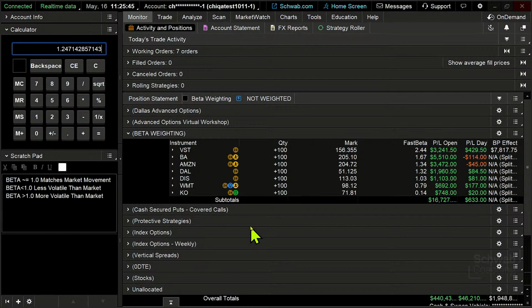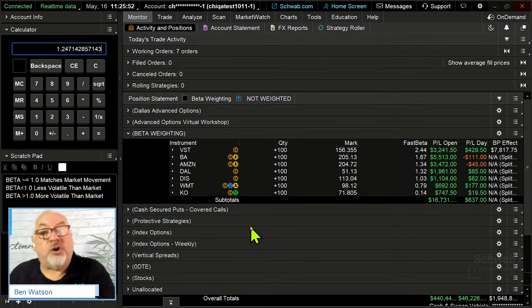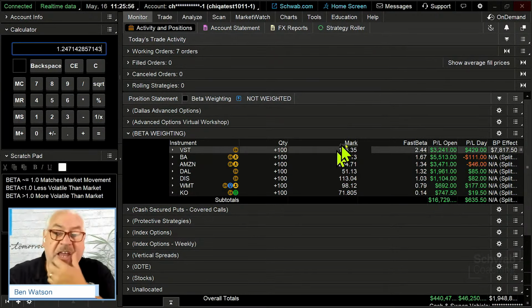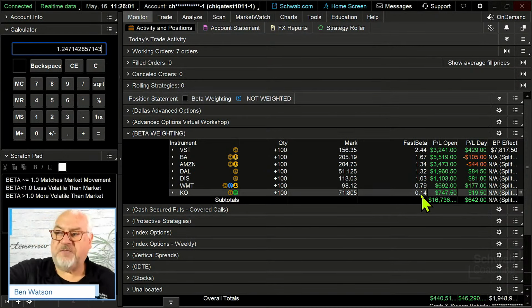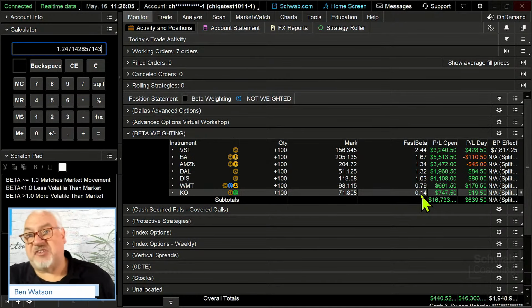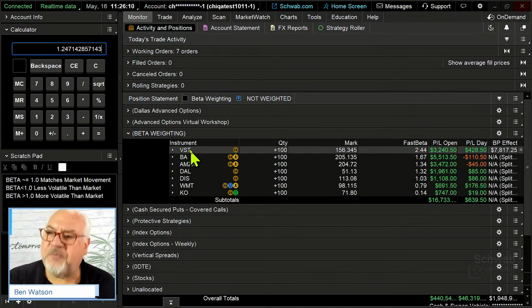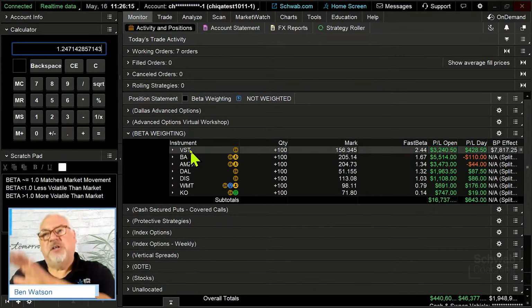So what I could do then in changing that sensitivity to the market is I could change a couple of different things. I could add another position in here that has a slower fast beta number, or I could take out of the portfolio something that has a higher fast beta number to come up to where I want that portfolio to be.